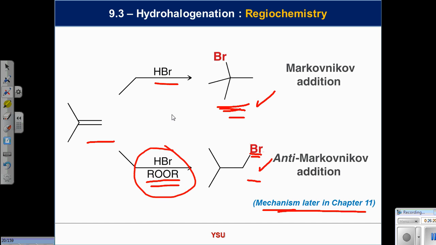This condition, or these conditions, give you the opposite outcome to a regular Markovnikov addition just using acid. It will be very useful soon to introduce bromines. What do you think bromine does in a system? What's its main purpose? It's a leaving group, right? So now we have methods of putting leaving groups in there to go further. And when we go further, you'll see why this is useful.